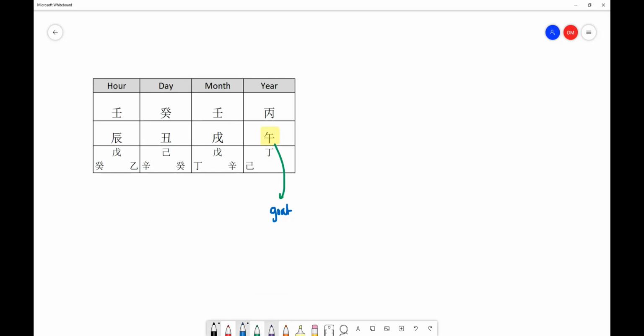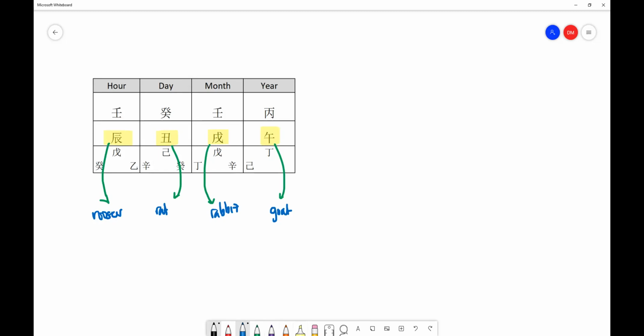Dog wants to combine with what? Rabbit. Ox wants to combine with what? Rat. And dragon wants to combine with what? Rooster.